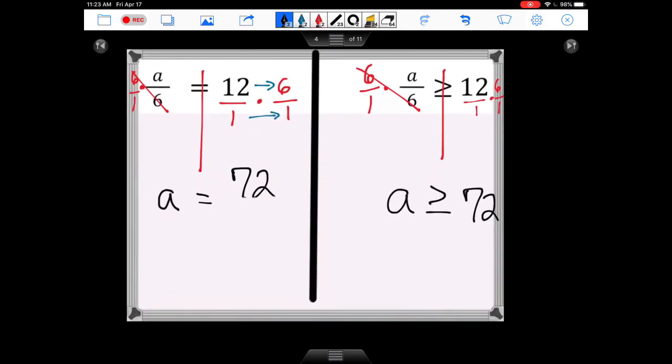So with all of these examples, you have to know inverse operations, what's the opposite, and then the inequalities are done exactly the same way as the equations.